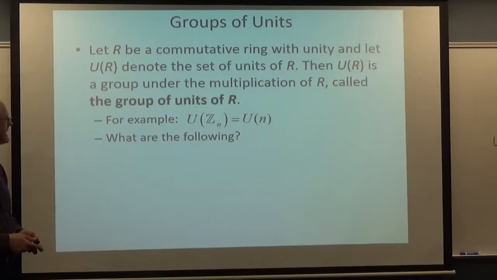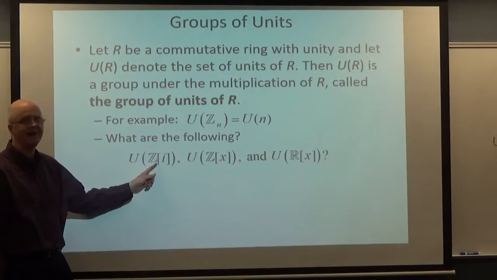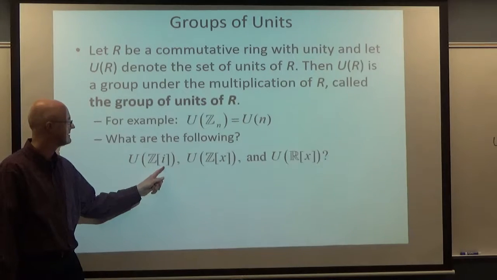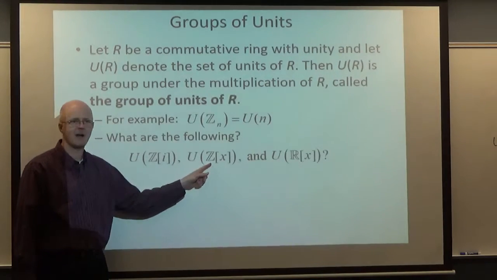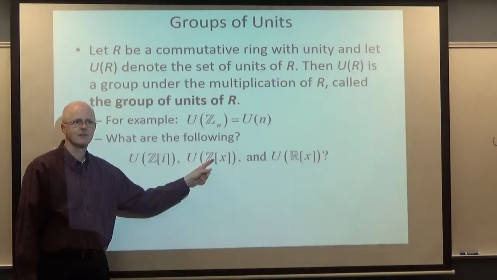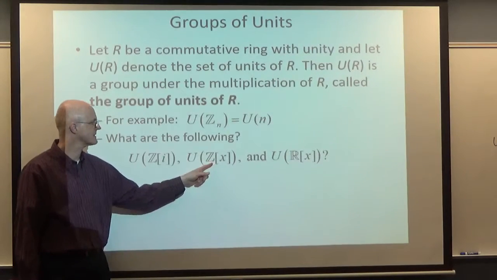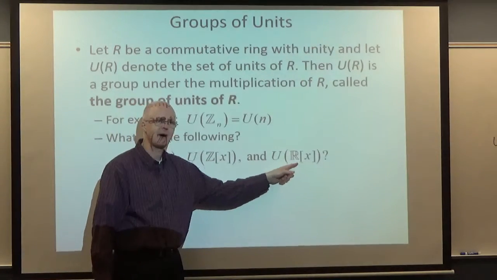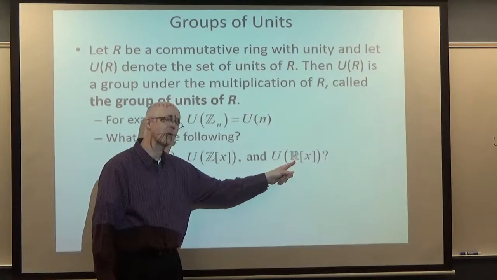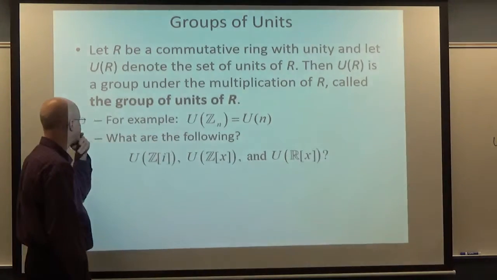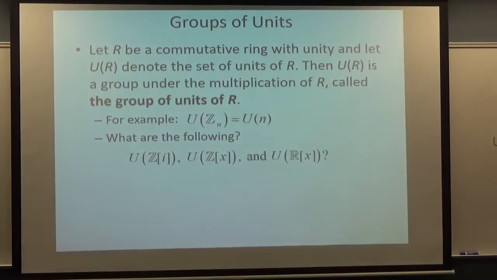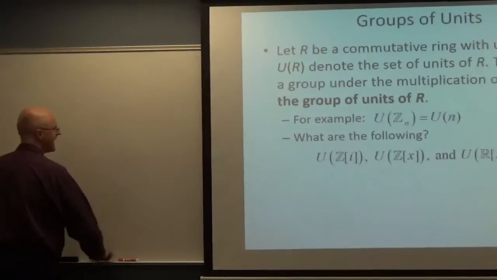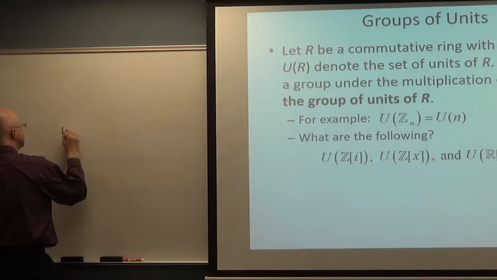How about the following new kinds of examples? U of Z[i], the Gaussian integers. U of Z[x], polynomials in x with integer coefficients. U of R[x], polynomials in x with real coefficients. What are the units of those? Without proof, I'll let you think about this.